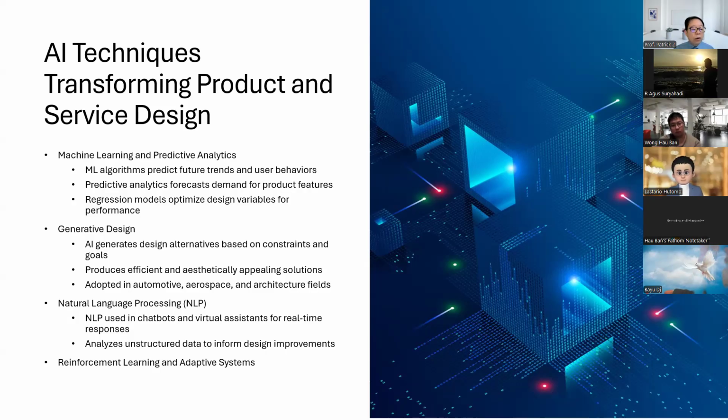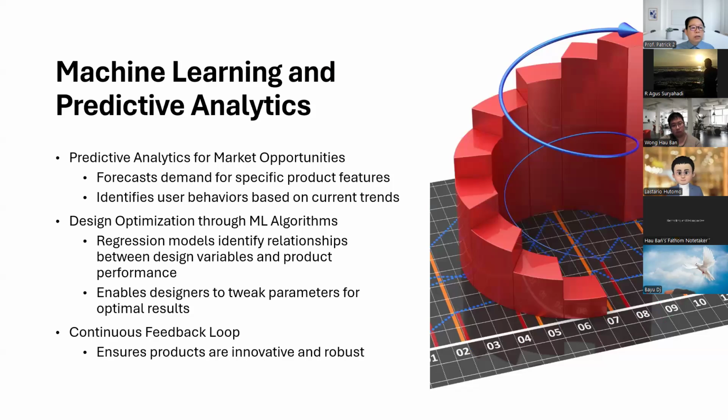So this kind of ongoing reinforcement learning is very important for any organization because they need to develop an adaptive design for the whole team. So machine learning and predictive analytics, right? With predictive analytics for market opportunity, we can forecast demand for a specific product feature. And we are able to identify user behavior based on current trends. When we design the ML, our goal is optimization. We optimize through the machine learning algorithm. Then we use the regression model to identify the relationship between the design variables and the product performance.